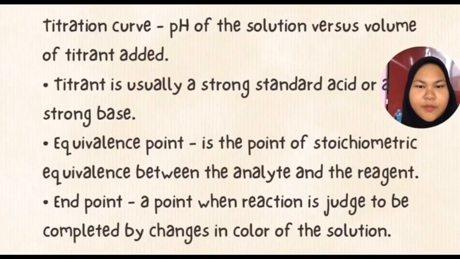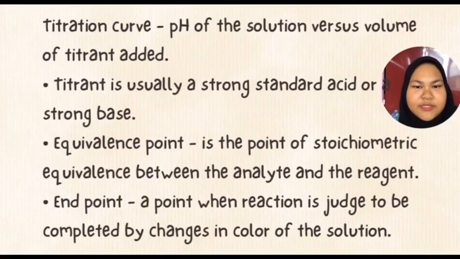Titration curve. pH of the solution versus volume of titrant added. Titrant is usually a strong standard acid or a strong base. Equivalence point is the point of stoichiometric equivalence between the analyte and the reagent. Endpoint, a point when the reaction is judged to be complete by changes in color of the solution.